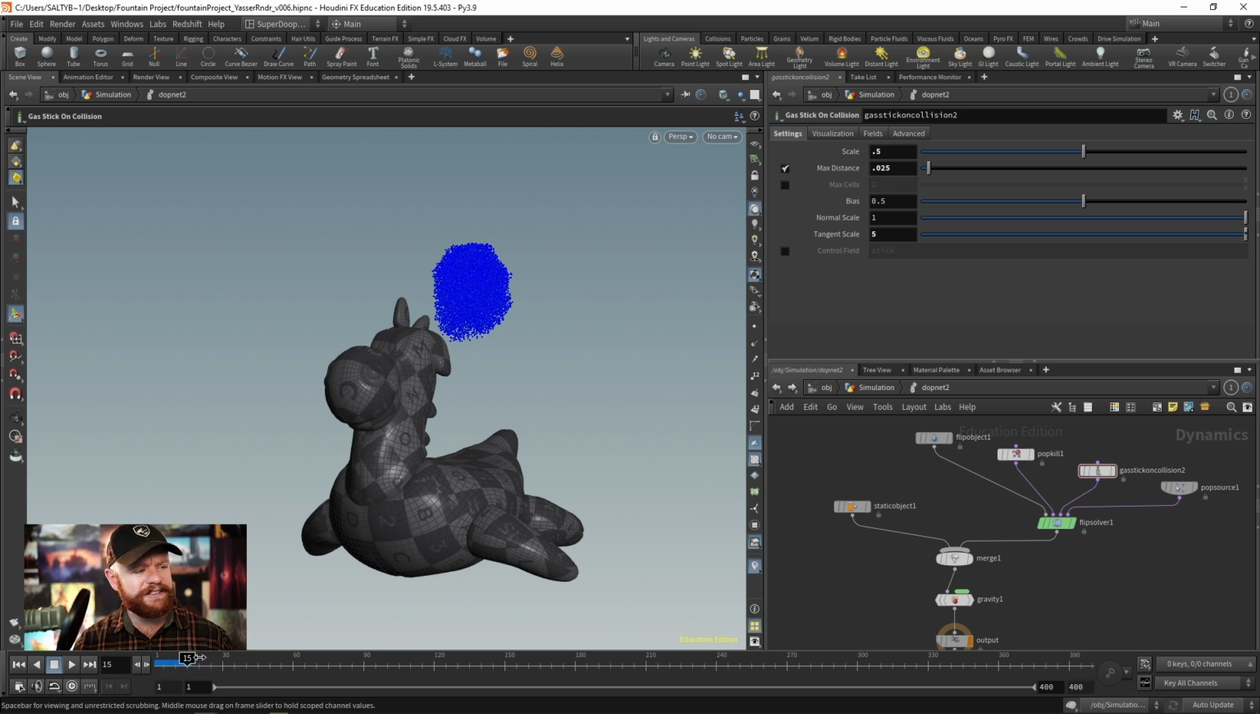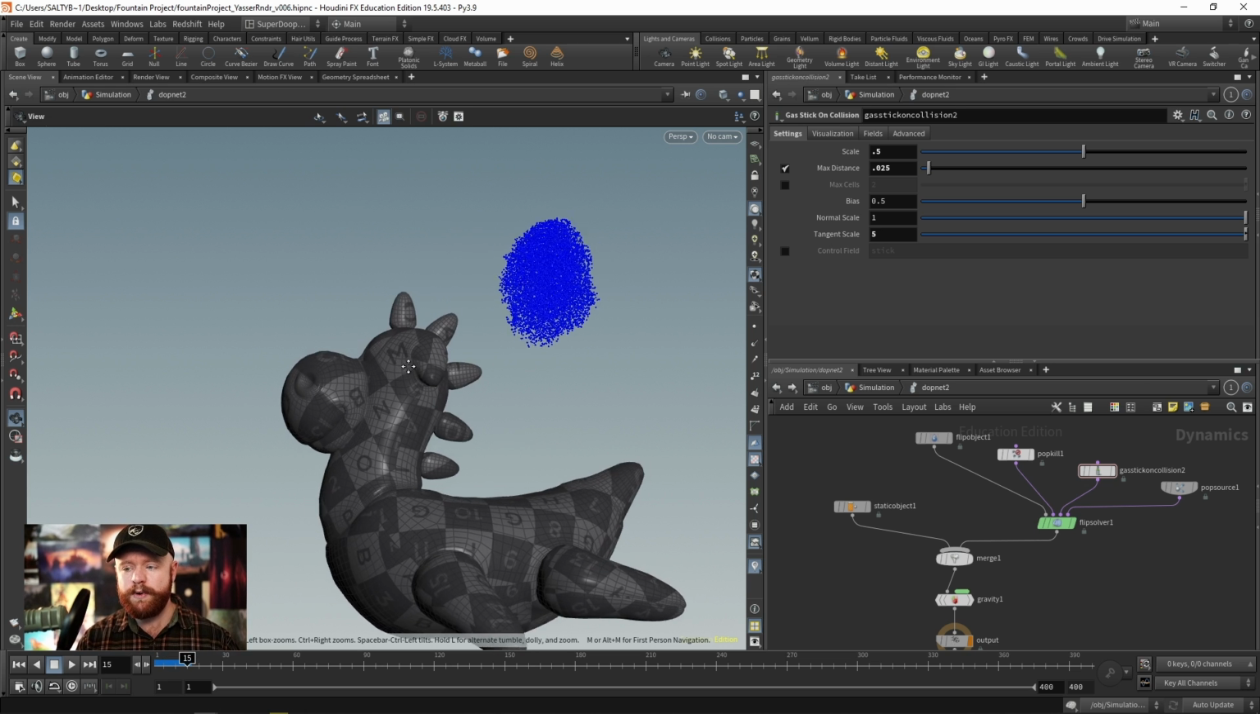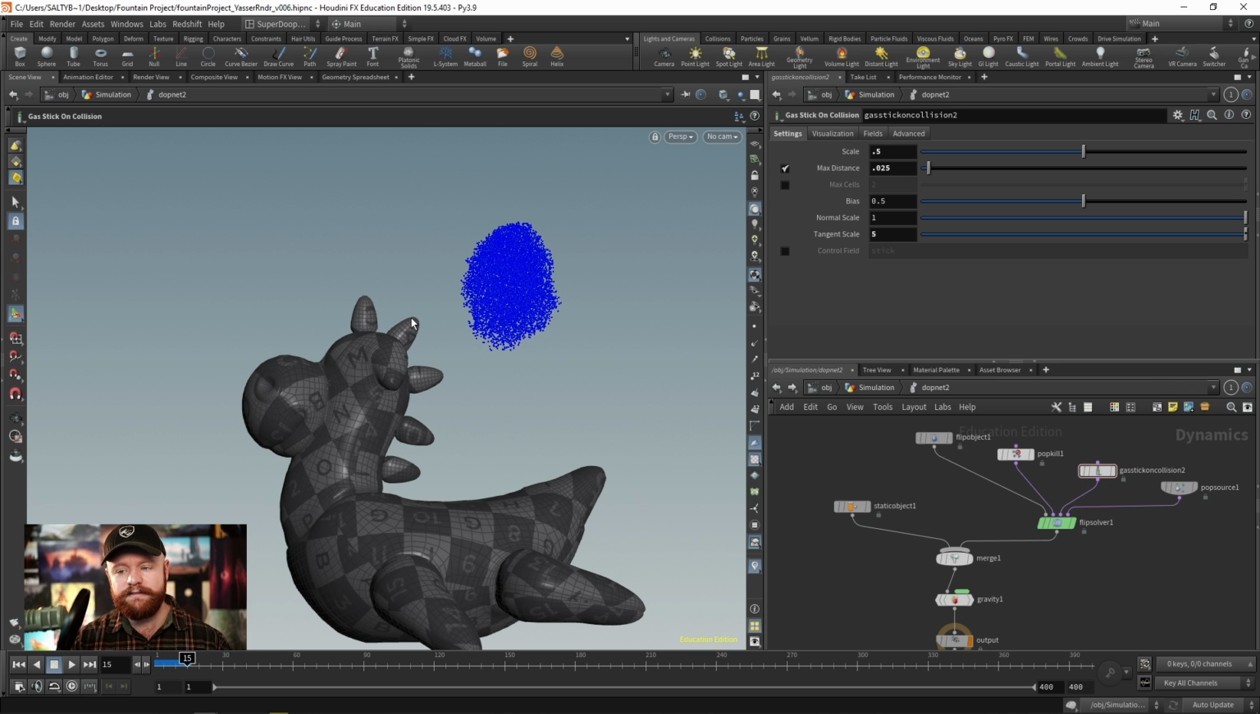And this doesn't seem to make a whole lot of sense, actually, because these particles should be outside of the max distance, and yet they are still being affected by this tangent scale. Plus, as we turned up the tangent scale, it slowed down everything. So it's kind of having the opposite effect that you would intuitively think.